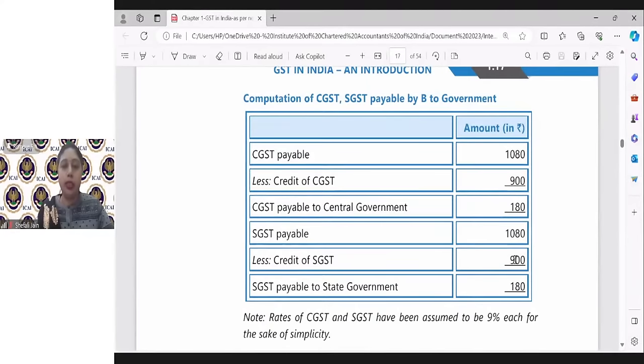So, 1080 rupees ki liability mein se 900 to credit se set off ho gaye aur 180 rupees usko cash mein pay karne pade. CGST mein bhi same raha, SGST mein bhi same raha, kyunki same amount tha, same ITC available tha. This is the illustration. This is the first case.